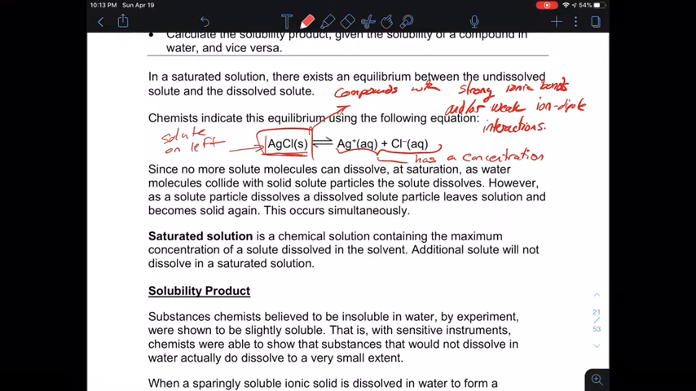Since no more solute molecules can be dissolved at saturation, as water molecules collide with the solid solute particles, the solute dissolves. However, as a solute particle dissolves, a dissolved solute particle leaves solution and becomes solid again. This occurs simultaneously. So at an equilibrium point, the solution has the maximum concentration for these two ions. So solvation of these different salts is only possible up to a certain concentration of these ions because of this equilibrium existing.